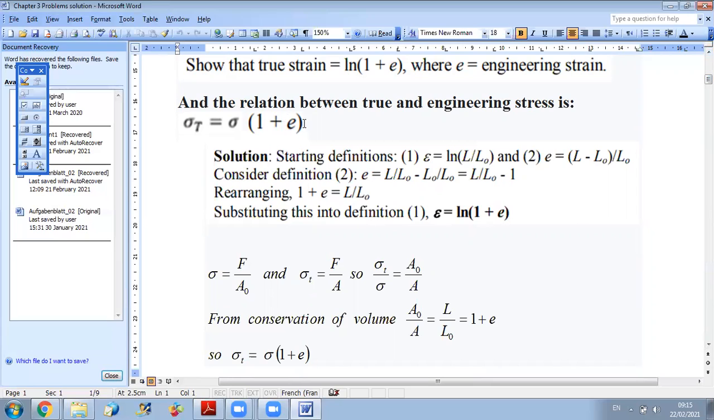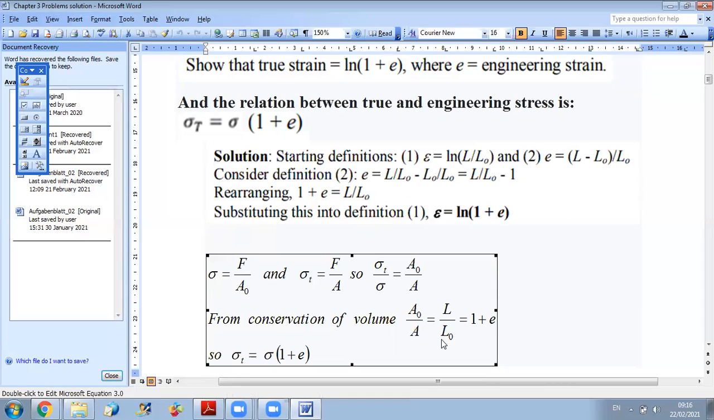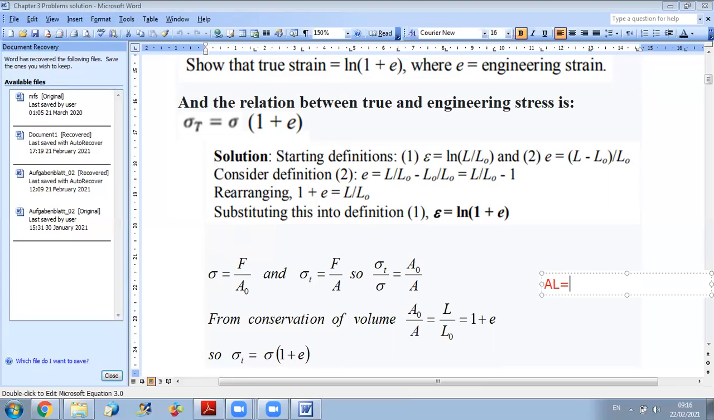You know that epsilon engineering is a function of the ratio L over L0, and we demonstrated last time that 1 plus epsilon engineering is equal to L over L0. So what I will try to do now is relate A0 over A to L over L0. From conservation of volume, A times L equals A0 times L0, and therefore A0 over A is equal to L over L0, which is in turn equal to 1 plus epsilon engineering. So if I replace in the formula, I get that sigma true is equal to sigma engineering times 1 plus epsilon engineering.